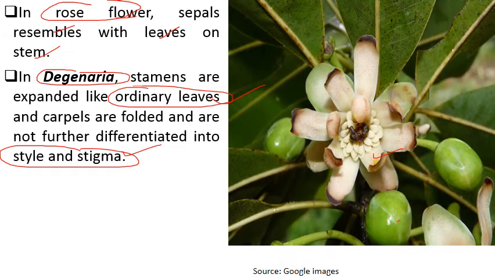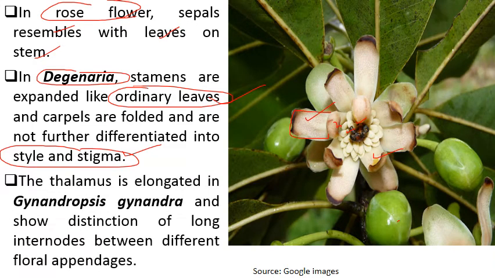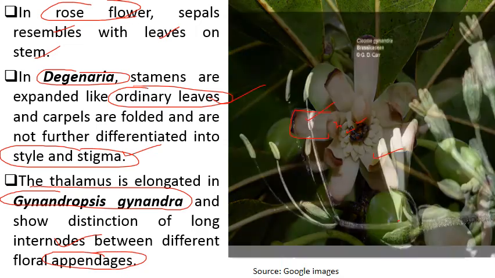This is the flower of Degeneria. इसमें जो stamens हैं वो leaf की तरह expanded structure होते हैं और जो carpel है that is folded structure. और ये further differentiate नहीं हो पाता है style or stigma में. The next, the thalamus is elongated in case of Gynandropsis gynandra and shows distinction of long internodes between different floral appendages that we have already discussed.